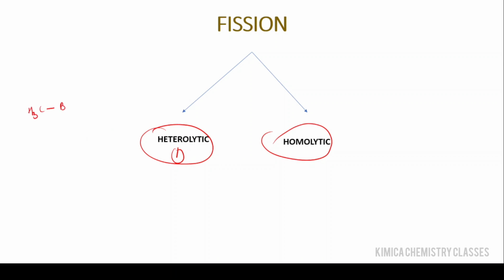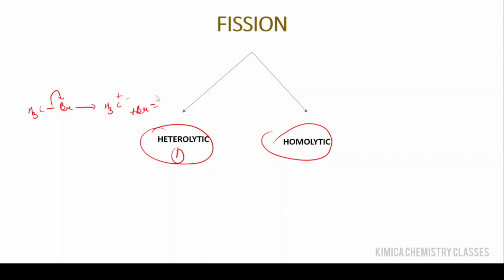In heterolytic cleavage, the bond splits unevenly. One atom takes both electrons from the bond and the other gets none. So this process forms ions, a cation and an anion.